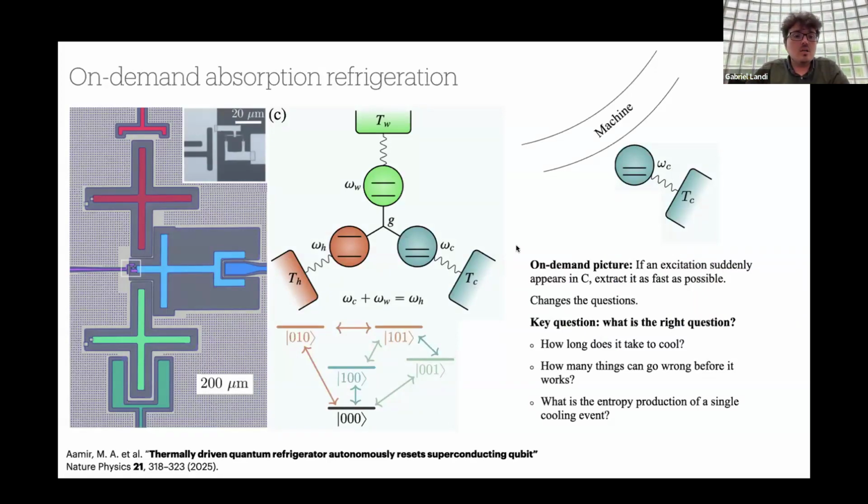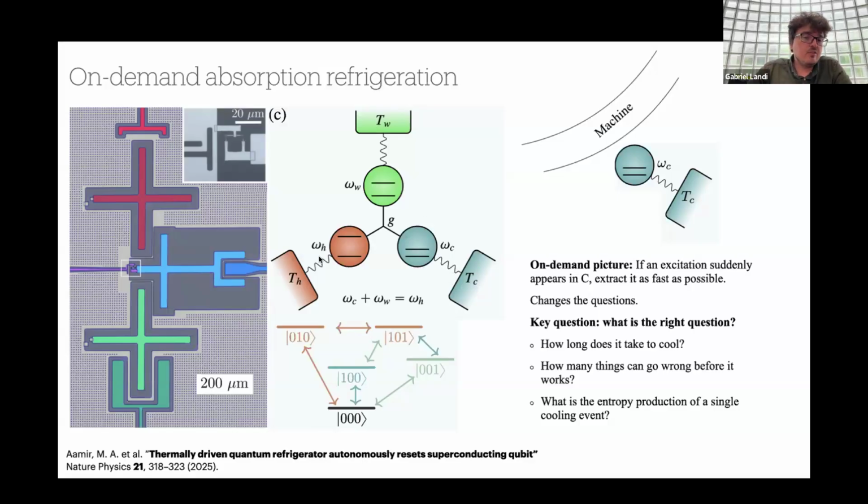So what they did here was they considered an on-demand absorption refrigerator. They have a system with 3 qubits, red, blue, and green, and their goal is to cool down one of their qubits. In this case, they want to cool down the cold bath. The way an absorption refrigerator works is as follows. You have 3 qubits coupled to 3 baths. And the bath temperatures are such that you have this TW, which stands for a work bath, and it is the hottest of all of the 3 baths. So TW is larger than TH, which is larger than TC. Your goal is to cool this one, to extract energy from TC.